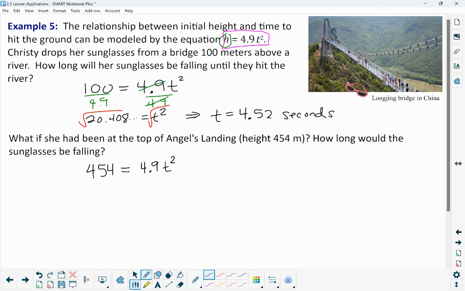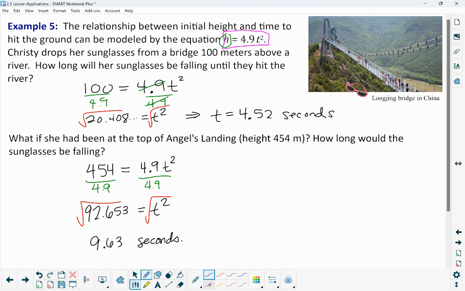The 4.9 in this equation is related to the Earth's gravitational constant. And again, if you take physics, you'll learn all about that. So again, we want to get that t squared isolated, so we're going to divide both sides of our equation by 4.9. This gives us 92.653. And finally, we need to just take the square root of both sides of our equation, and that gives us 9.63 seconds.